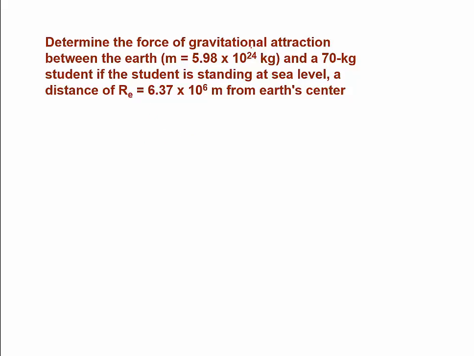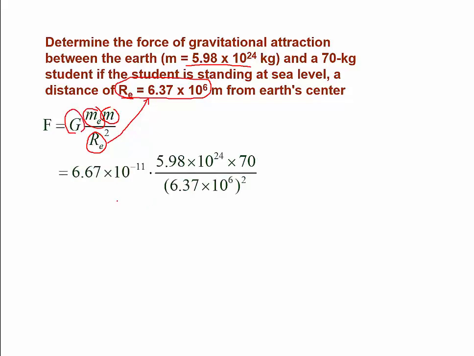Determine the force of gravitational attraction between the Earth, this is the mass of the Earth, and a 70 kilogram student if the student is standing at sea level. That is, the distance between the boy and the center of the Earth is the radius of the Earth. We know the mass of the Earth, the mass of the boy, the radius of the Earth where the boy is standing, and the value of G. I just gave it to you. So put all these in, and that's all for the calculation. That will be 688 Newton.